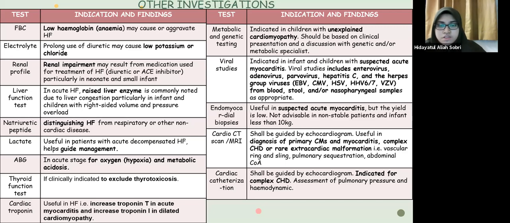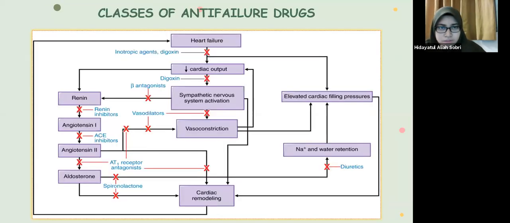And the last one is cardiac catheterization. It's indicated for complex congenital heart disease. And next, I will explain about the classes of the anti-failure drugs.